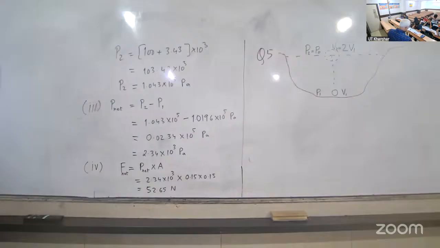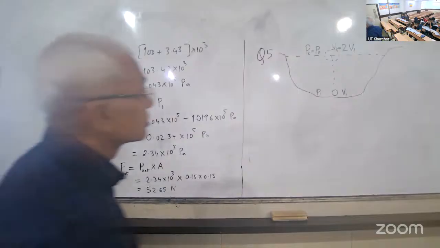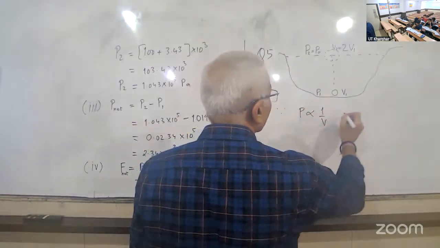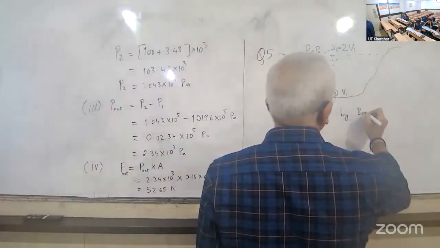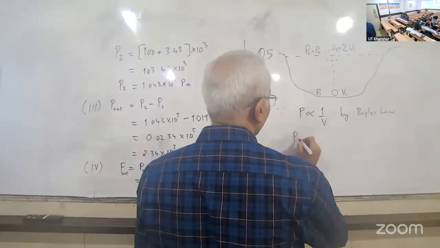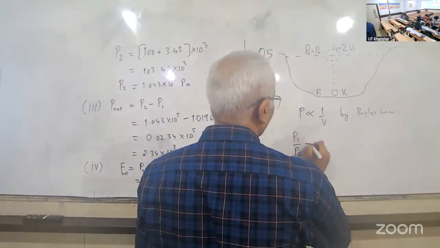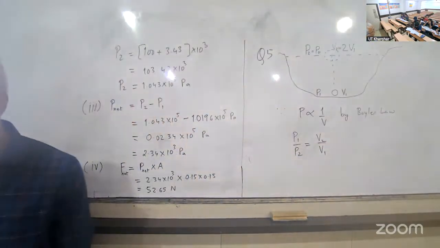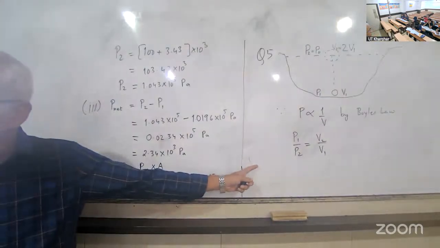So what is Boyle's law? P is inversely proportional to V. So since P is inversely proportional to V by Boyle's law, what will the relation be? Therefore, P1 upon P2 will be equal to V2 upon V1. By Boyle's law, we get this relation by taking the ratio.